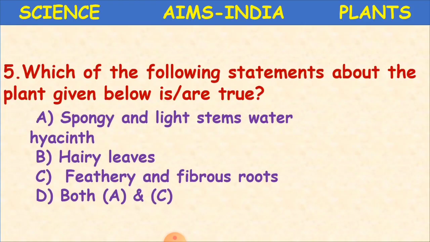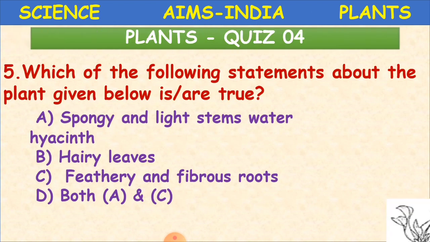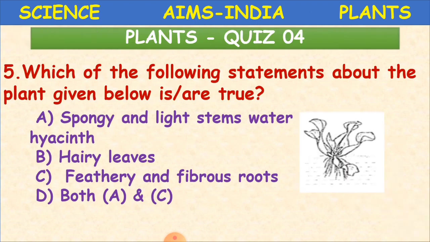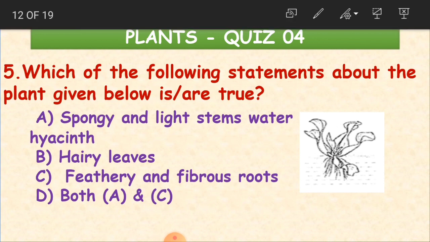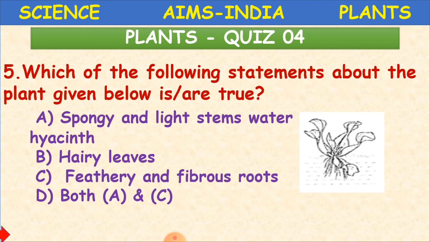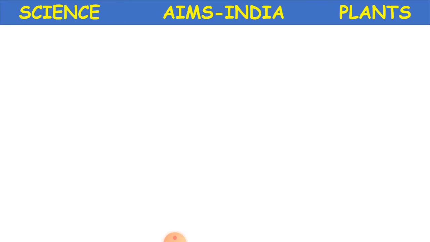Which of the following statements about the plant given below is or are true? Spongy and light stems, water hyacinth, hairy leaves, feathery and fibrous roots. So, these are fibrous roots. The plant is water hyacinth, and it's having feathery and fibrous roots. So, our answer is what? Both A and C. That is D option. Okay, children? Clear? Yes. Now the next question.